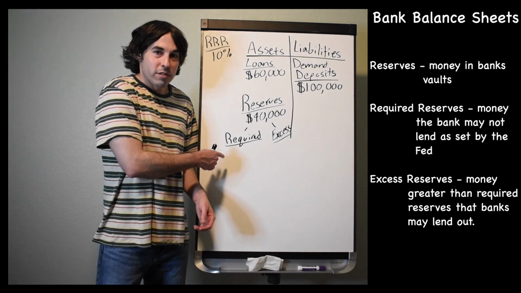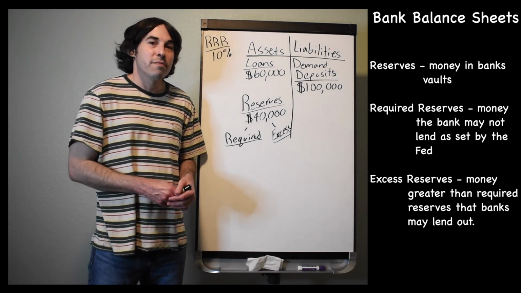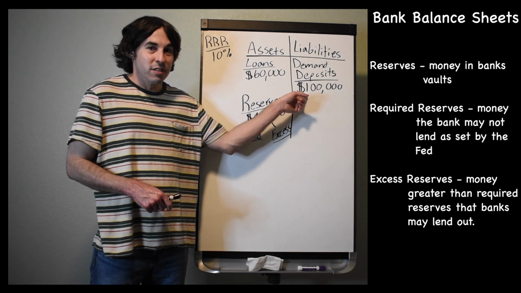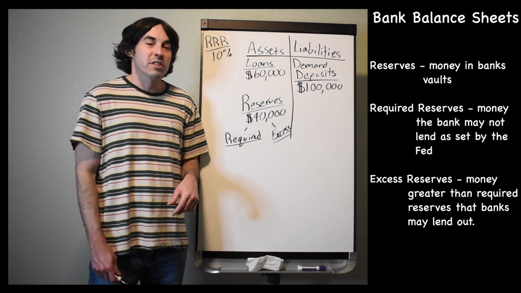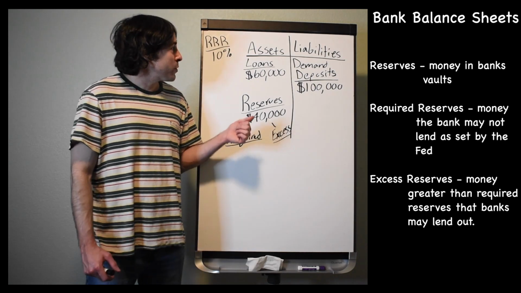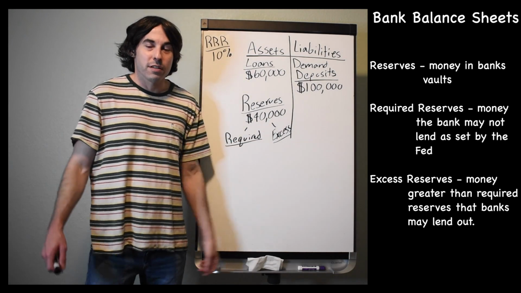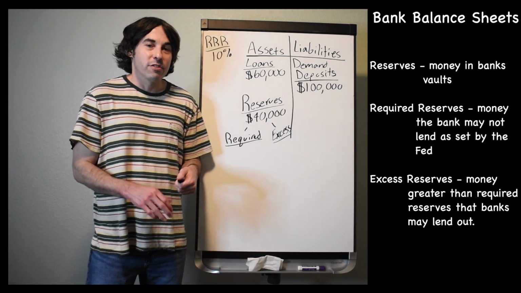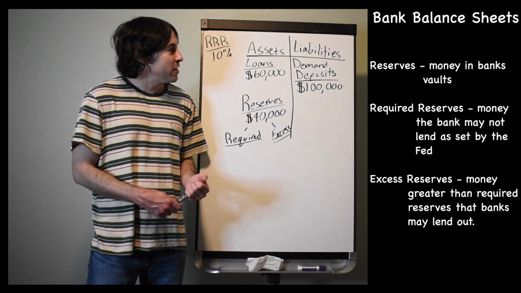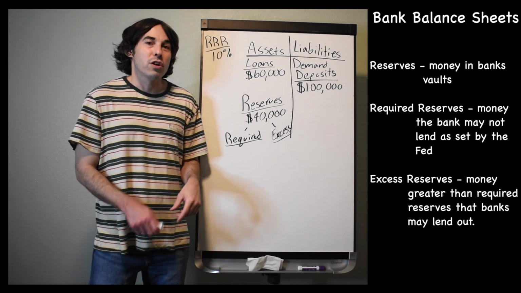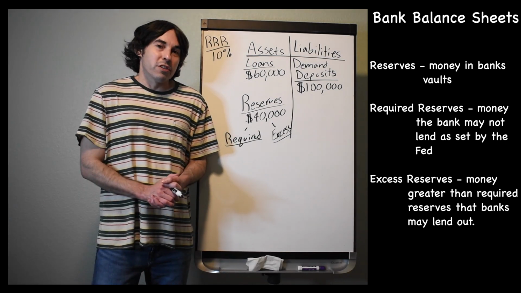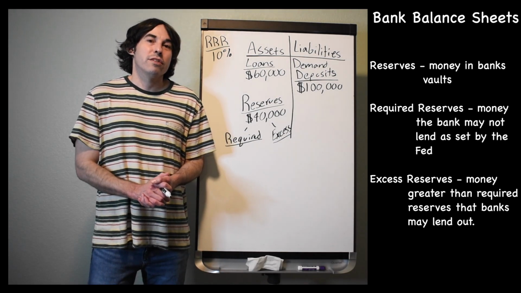Farther down, we have required reserves. That's the percentage of money that is in banks' checking accounts that the bank has to hold on to no matter what. The required reserve ratio is set by the Federal Reserve. For this problem, I made up a number, it's 10% on my problem. The Fed sets the required reserve ratio, and that's the percentage of money that's sitting in banks' demand deposit accounts that they must hold on to no matter what. Those are the parts of the bank balance sheet. Now I'm going to show you how to read one.